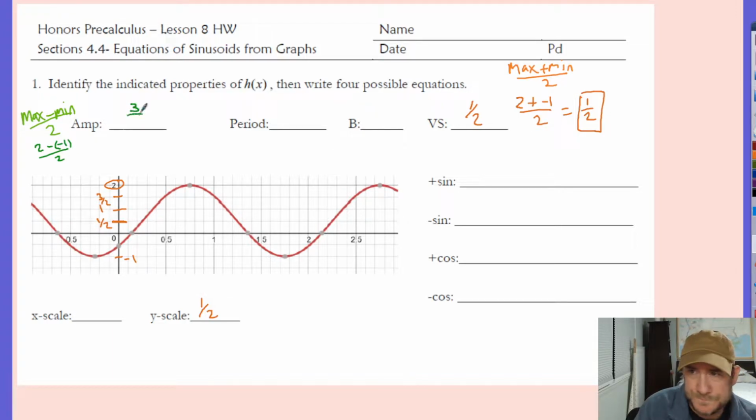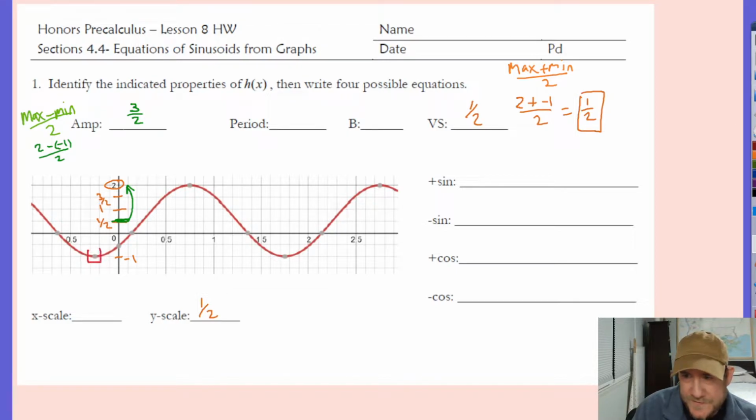And that's our amplitude. Now again, you can see that anyway. If you can see that the midline is here and you're going up to here, then you can see you're going up 1, 2, 3 boxes, each box worth a half, so that's 3 halves. Excuse me. For the period, I would strongly suggest that you just count the distance from max to max or min to min. So I'm going to do that.